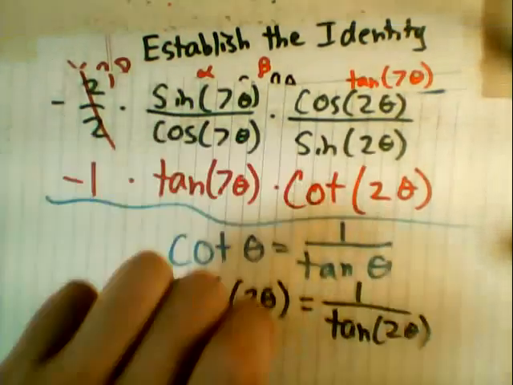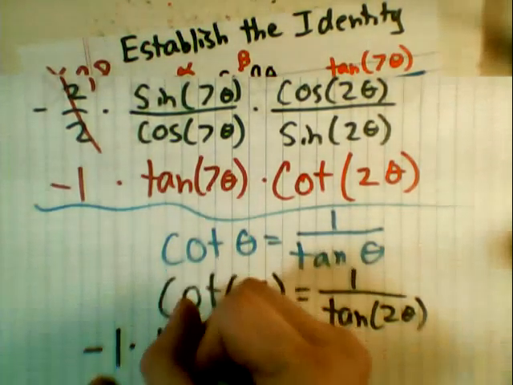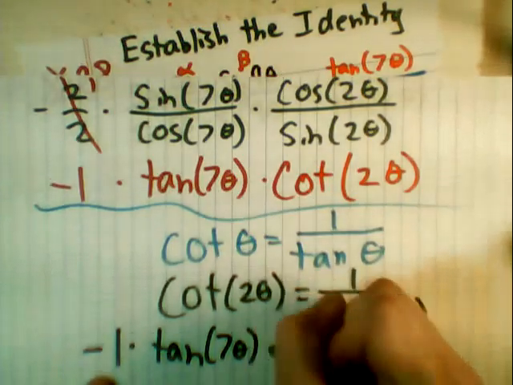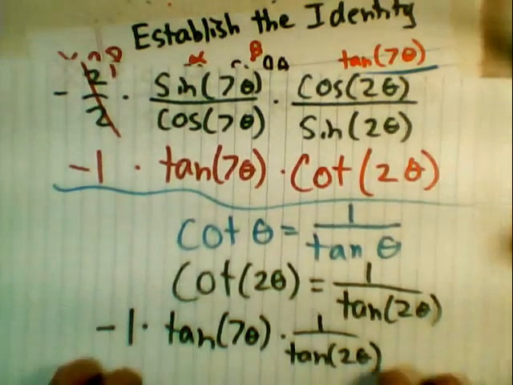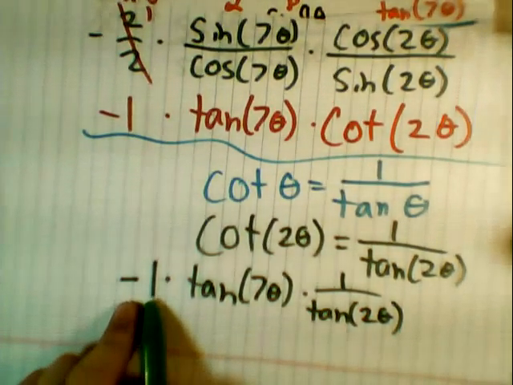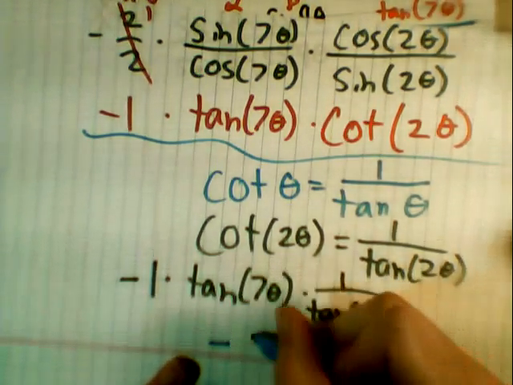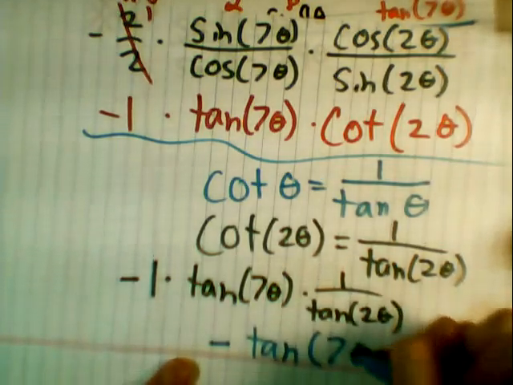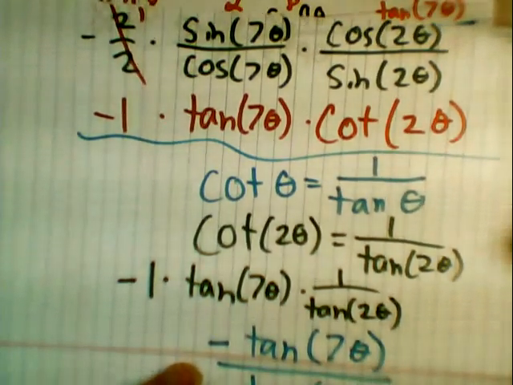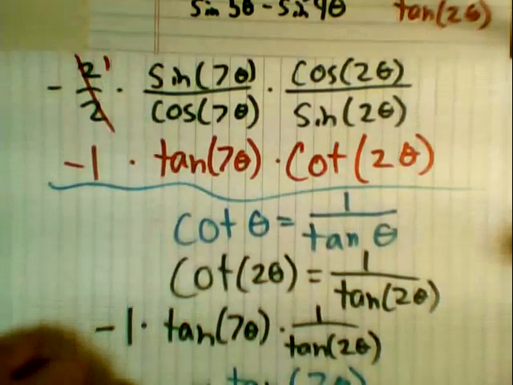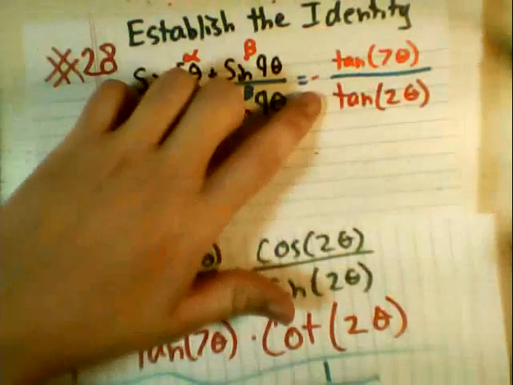Now let's plug that in. We get negative 1 times tangent of 7 theta times 1 over tangent of 2 theta. We're pretty much there. All we have to do is, since this is multiplying, just put this on top, like this: negative tangent of 7 theta divided by tangent of 2 theta. And there we go. We proved the identity, because this right here is this. That's what we were looking for.